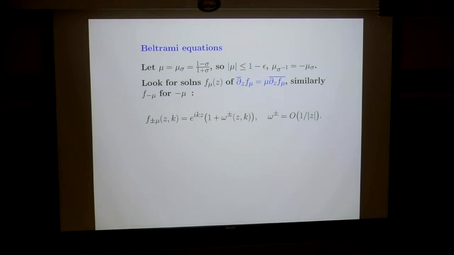And those functions have this asymptotic, the same exponential function in front, 1 plus omega plus or minus, for f plus or minus. And it turns out that knowing u1 and u2 is equivalent to knowing f mu and f minus mu. And furthermore, omega plus or minus can be computed from the Dirichlet-Neumann data. So at least in principle, if you make perfect Dirichlet-Neumann measurements, if you measure the lambdas of sigma perfectly, then you can recover omega plus or minus. So let's just focus on one of them.